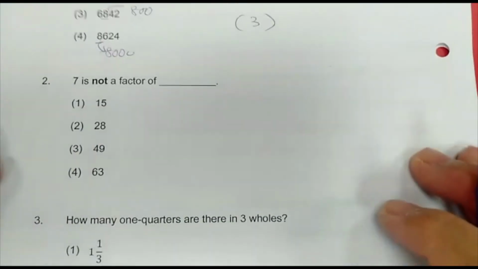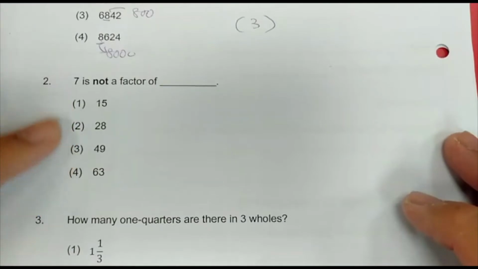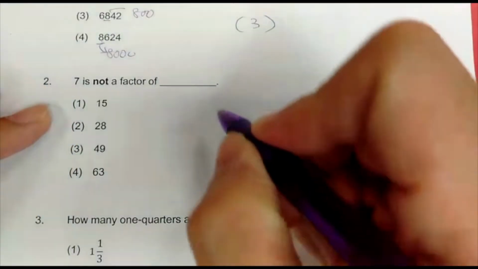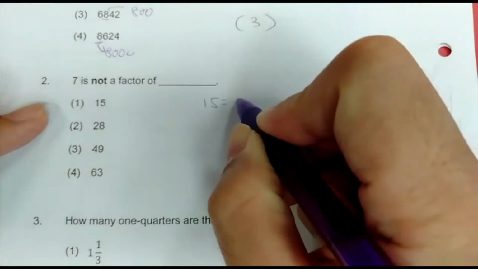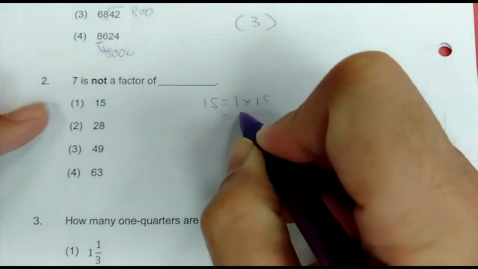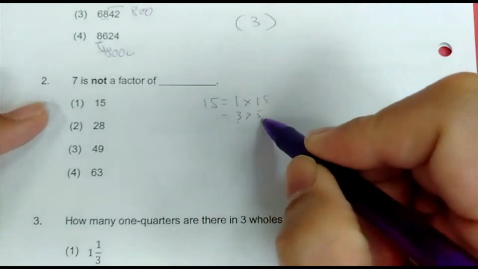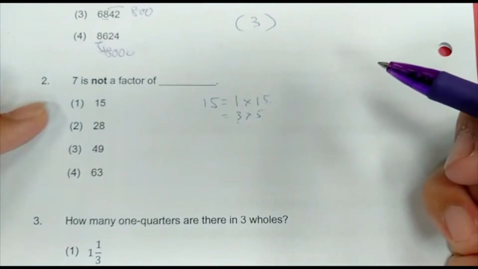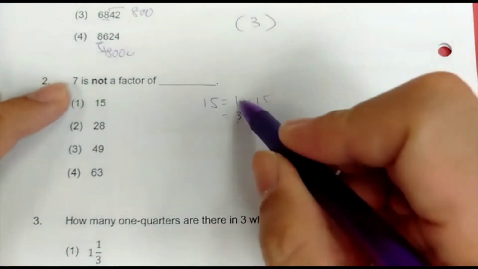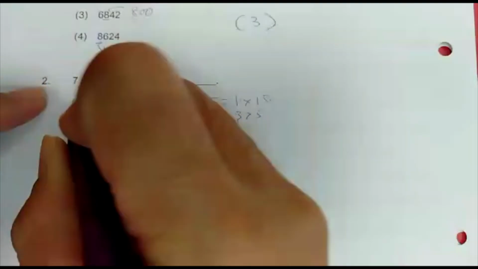The next one, 7 is not a factor of any of this number. Let's check. What does factor mean? For example, 15. The factors of 15 will be 1 times 15, 3 times 5. So 1, 3, 5, 15 are the factors of 15. And 7 is not among this. So the answer is 1.